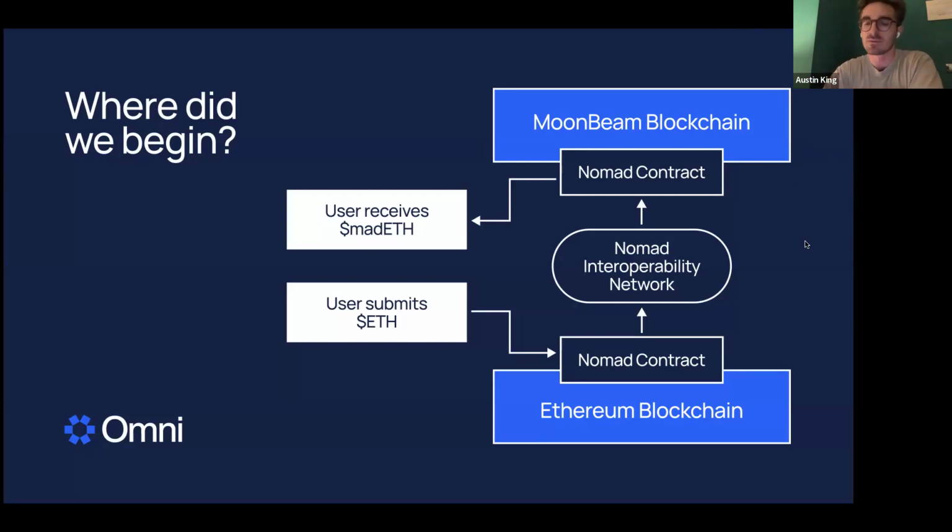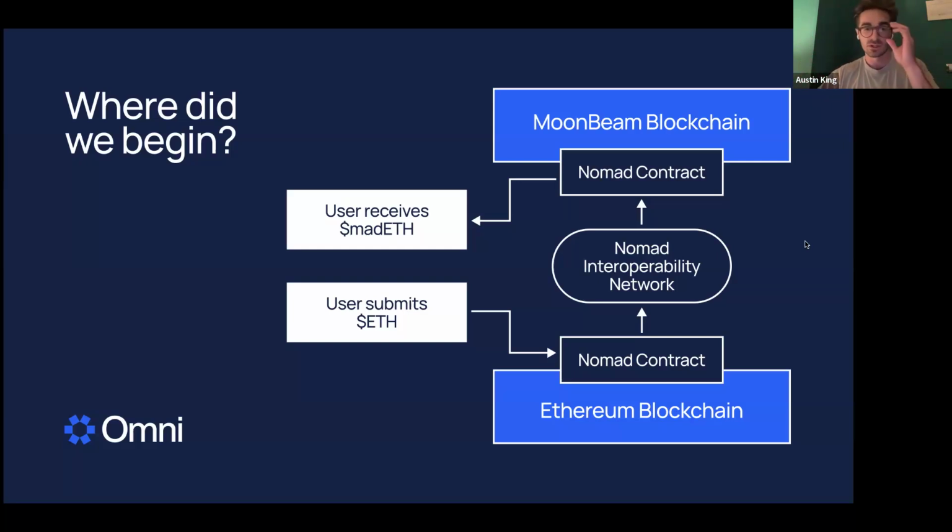So Nomad was an interoperability network that was connecting the Ethereum blockchain to the Moonbeam blockchain. It was a pretty cool design, and effectively it was enshrined as the canonical bridge to the Moonbeam blockchain. So this was really exciting for the Moonbeam ecosystem because it meant that they were able to simply onboard capital from the Ethereum ecosystem instead of having to bootstrap their own capital pools and own assets on Moonbeam. So it helped them grow a lot quicker.